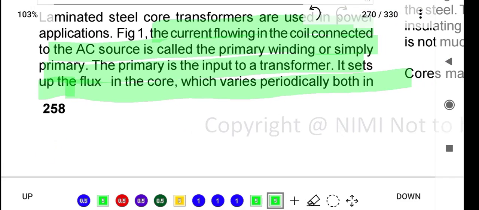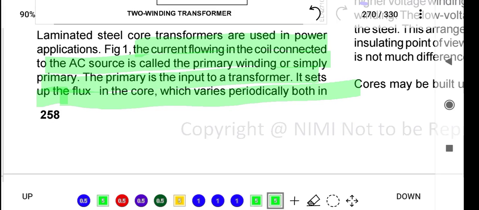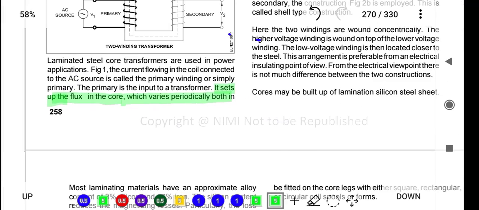Here one more concept is there. I will clear this concept. What is that? It sets up the flux in the core which varies periodically. Next we will see.